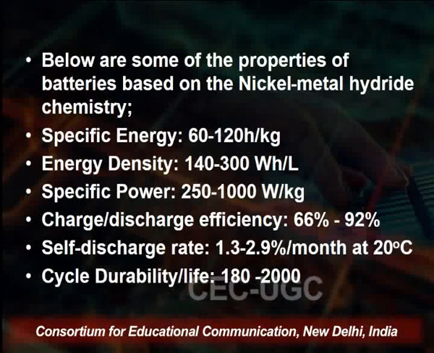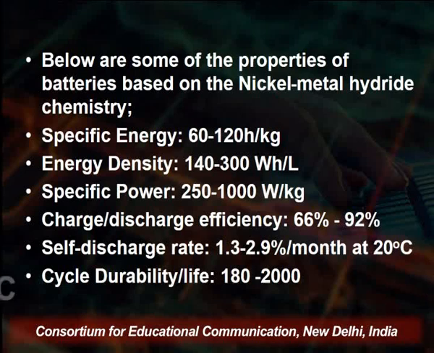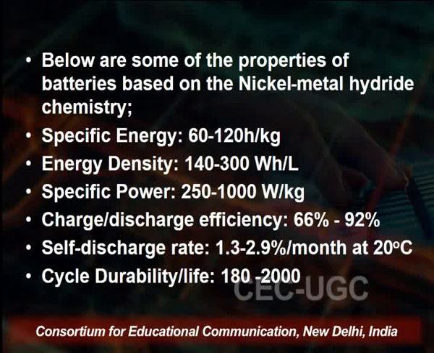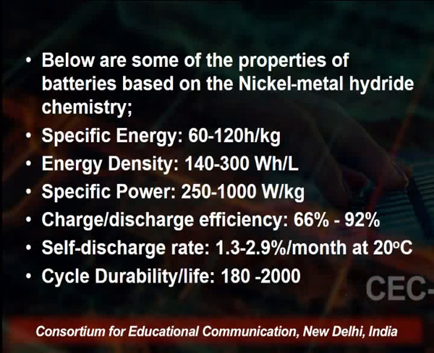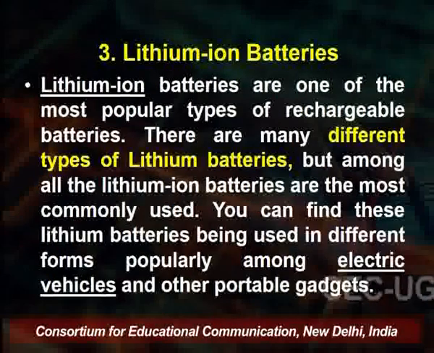These are some of the parameters of nickel metal hydride batteries: specific energy 60 to 120, which is more than that of the previous one; energy density 140 to 300; specific power 250 to 1000; charge discharge efficiency 60 to 92%; self discharge rate 1.3 to 2.9% per month at a temperature of 20 degrees centigrade; cyclic durability 180 to 2000.